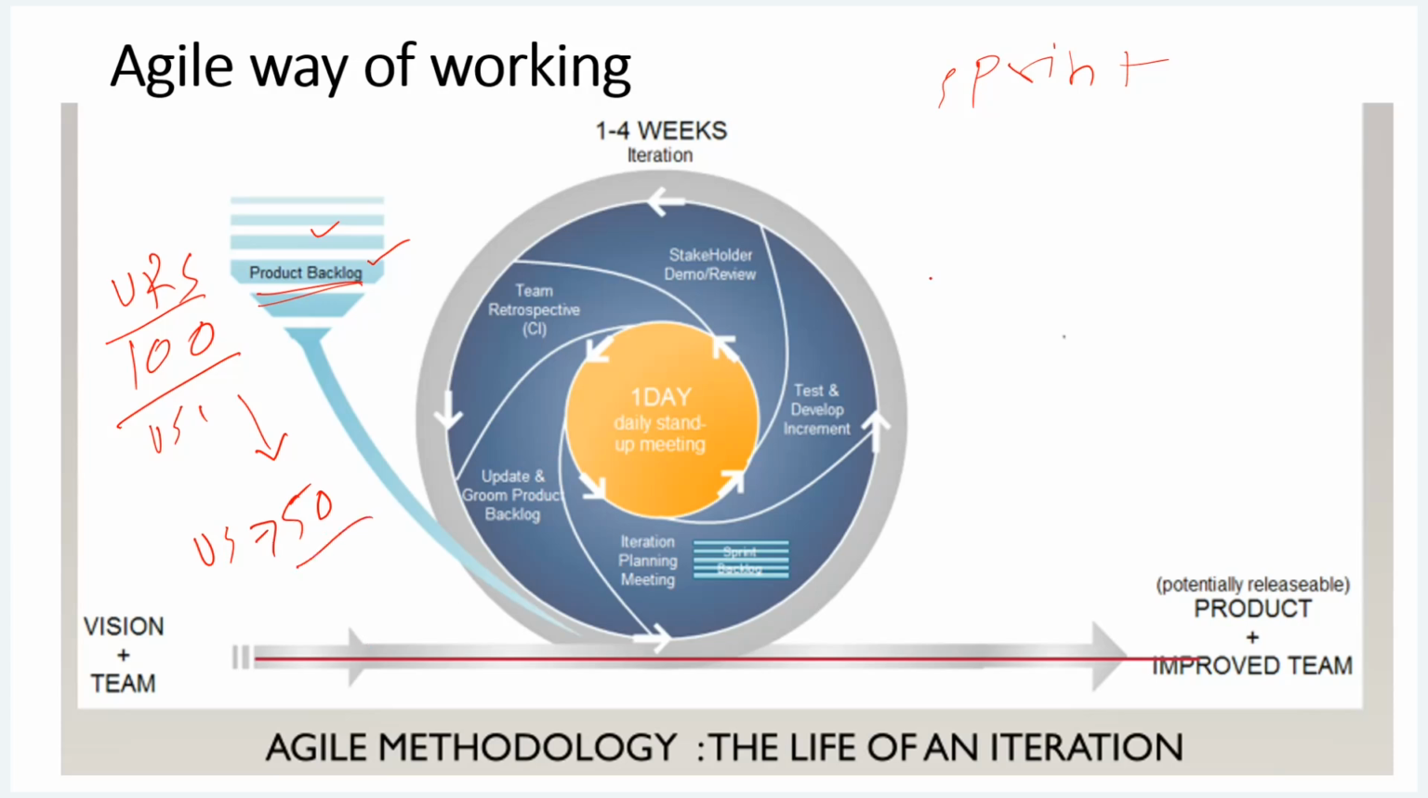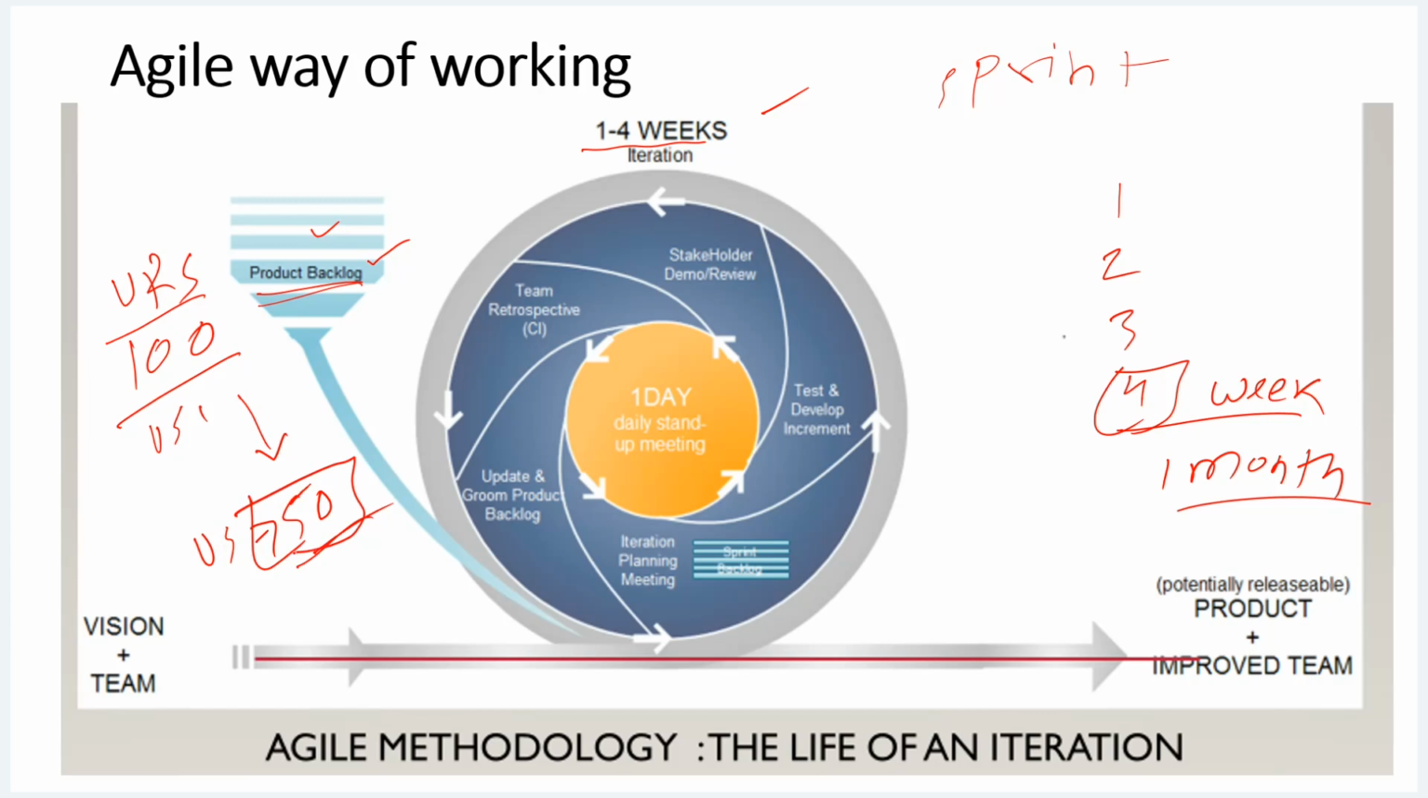The duration of one sprint is 1 week, or maybe 2 weeks, or 3 weeks, or 4 weeks. Four weeks is the maximum duration of any sprint. You cannot go beyond 4 weeks generally. So suppose I am taking 1 month. In this 1 month, I can develop 50 requirements. I have taken 50 requirements.